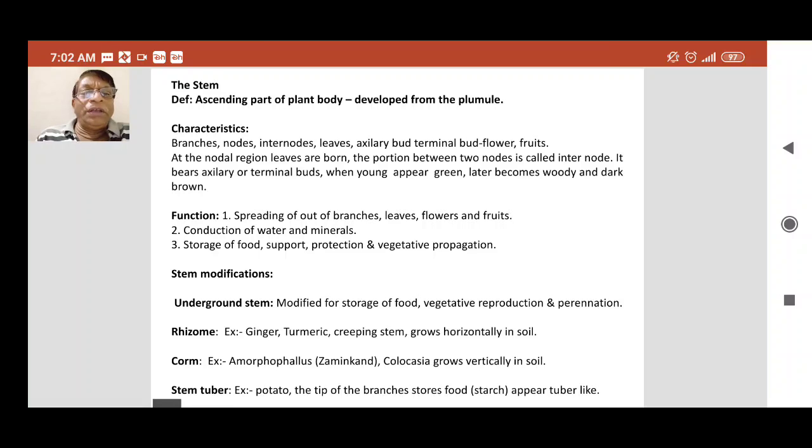In addition to these, we find axillary bud, terminal bud, flower bud or flowers, sometimes fruits. So, stem is differentiated into nodes, internodes, leaves, axillary buds, terminal buds. It contains these.